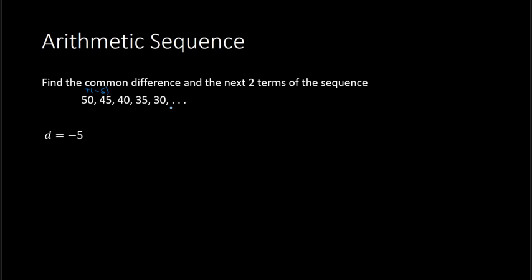So if you keep the pattern going, the next number would be minus 5. So 30 minus 5 is 25, and then 25 minus 5 is 20. So we can use the common difference to predict the next two terms.